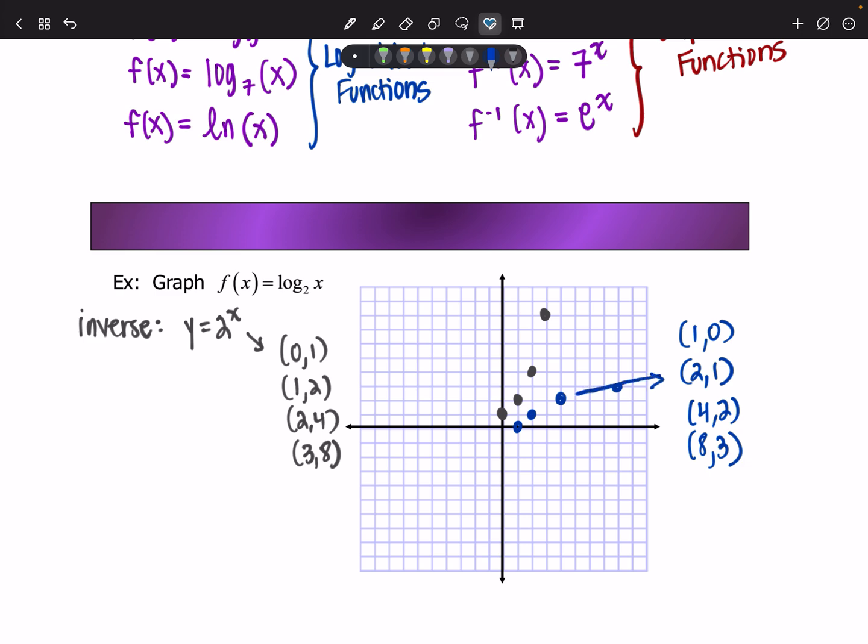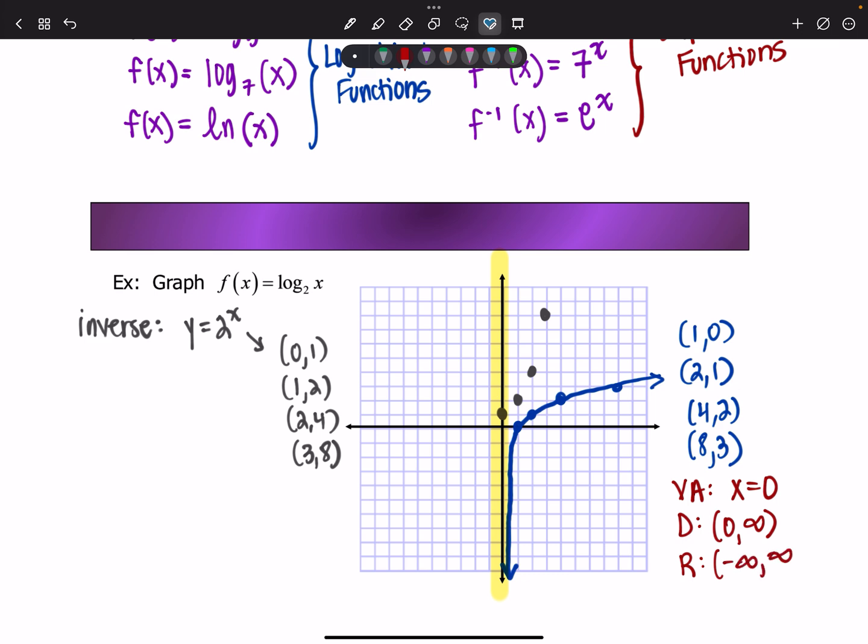Now, an exponential function is going to hug the horizontal axis, and a log function is going to hug the vertical axis. And that vertical axis is going to act as the vertical asymptote. So it has a vertical asymptote of x equals 0. It has a domain of 0 to infinity and a range of negative infinity to positive infinity. It has no y-intercept, but it does have an x-intercept of (1, 0).